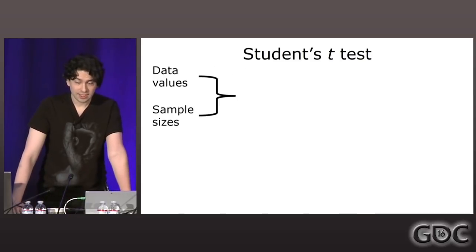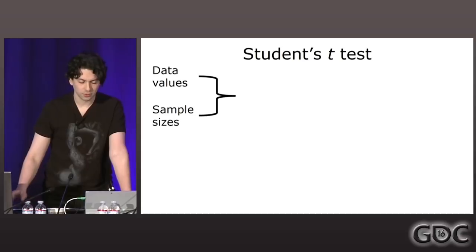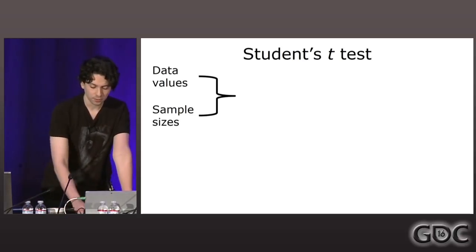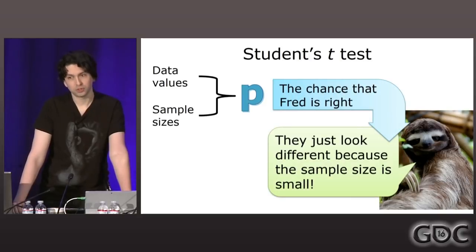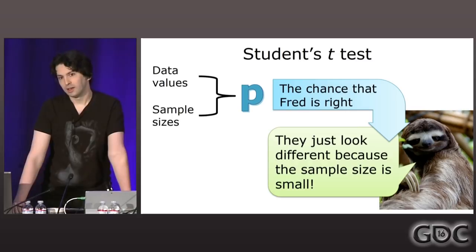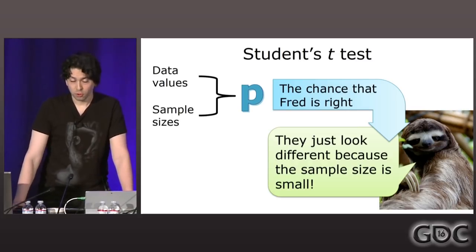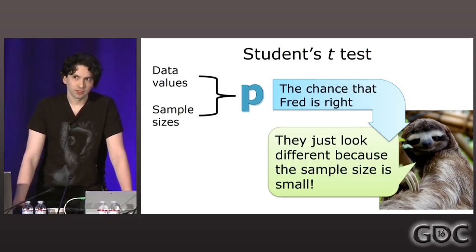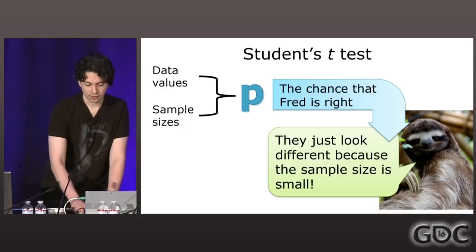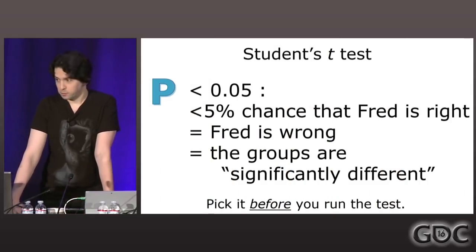So this is what the student's t-test built into Excel does. It's one of the most useful tests in statistics. It takes the data values that you have, and it takes the size of the sample, and it spits out a number p, which for the purposes of this talk is basically the chance that Fred is right. We can make a bet with Fred before we run the numbers to say, if there is less than, say, a 5% chance that you're right, then we'll agree that you're probably wrong and the two samples are in fact different. So that's what p is.